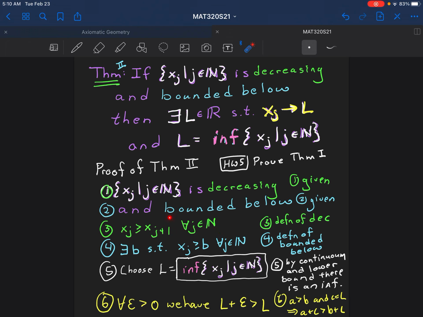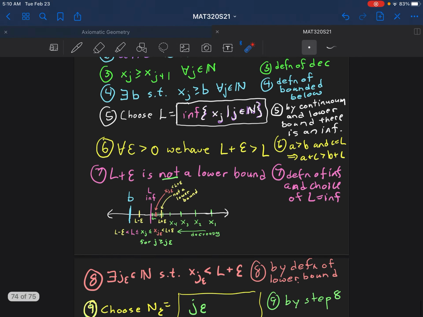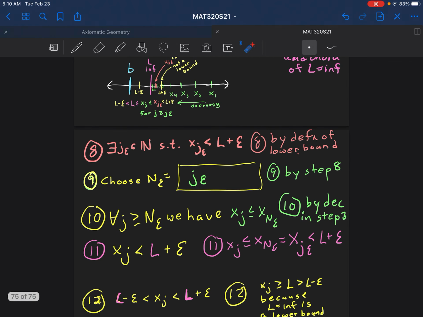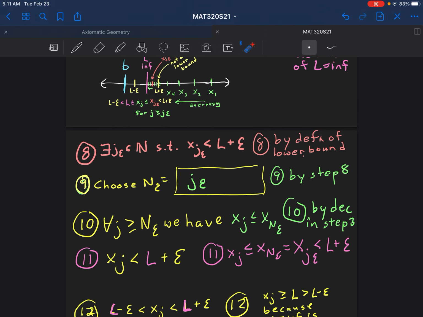We also use the decreasing in step three, we write down what the definition of decreasing is. It means that the xj's are bigger than the next ones. Xj plus one is smaller than xj, okay? And that's just the definition of decreasing. Later on, we use the decreasing again here in step 10. We have the xj's will be less than or equal to the xn epsilons for the j's greater than or equal to m epsilon. We're going to have this by step 3. That's all the places where we're using decreasing in this.